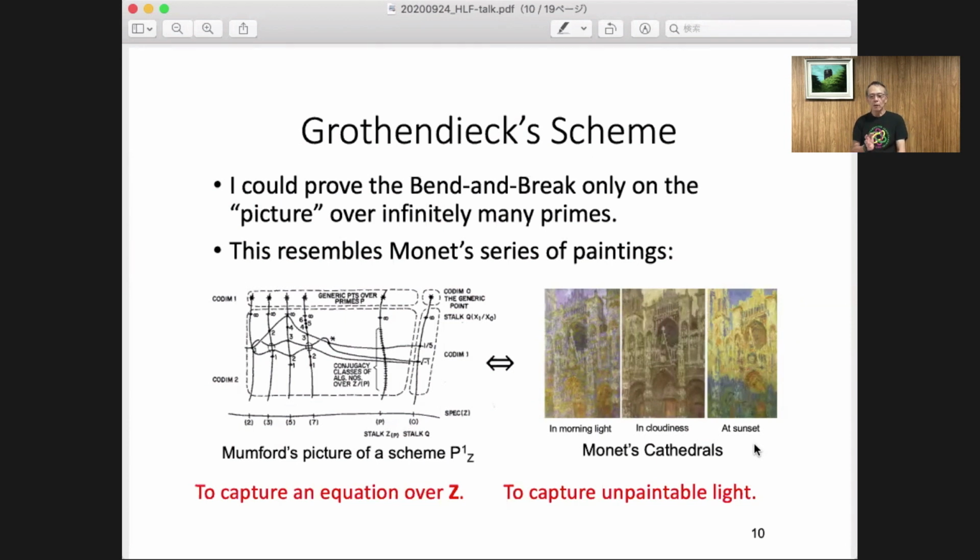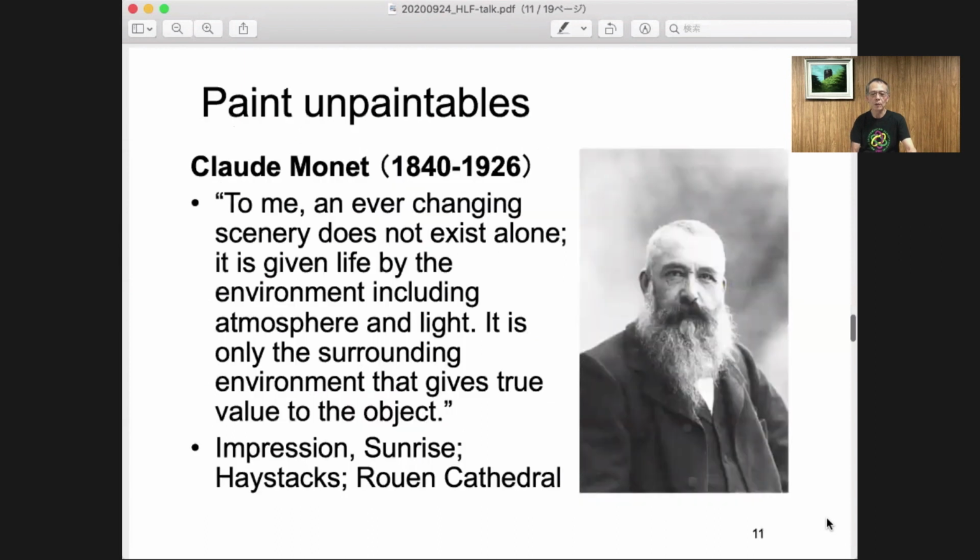So the idea is the following. Grothendieck tried to understand equations, but he couldn't fully understand them just over Z. So he went to all the primes. He thought that by going through all the primes, he may be able to get something. And Monet wanted to paint light, which is not paintable. But to capture the light, he drew the cathedral in various timings.